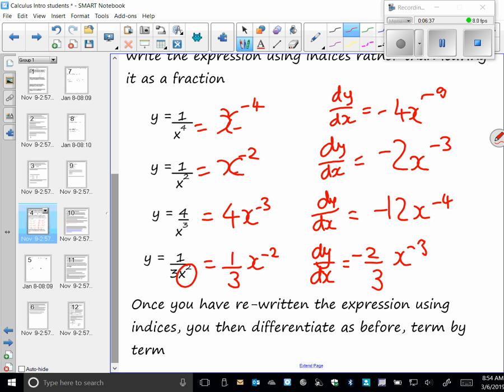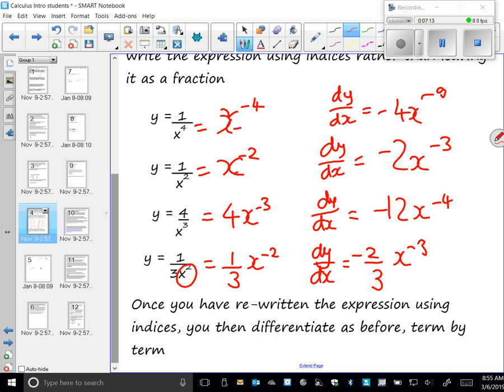Did someone say why? I don't understand. Which bit? All of it. From the beginning? You did one. Right. So our power is -4. So this now becomes the number in front of the x. So we write -4 lots of x. And we remove 1 from the power. So -4 taken away 1 becomes -5. So this derivative is -4x to the power of -5.